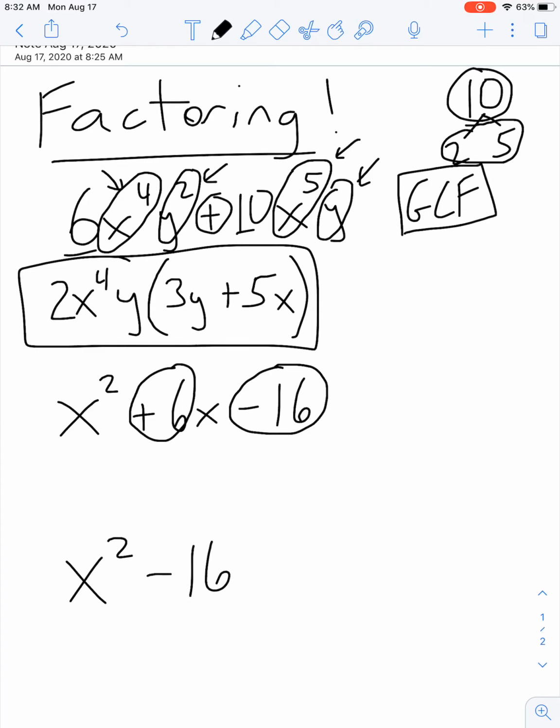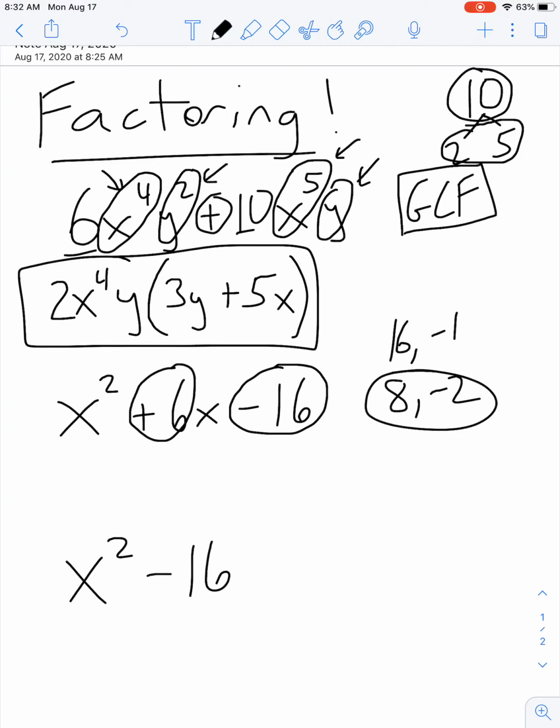Sometimes it helps students to kind of list the pairs off to the side, right? Like 16 and negative 1. That would multiply to be negative 16. But that doesn't add up to be 6. So that's not right. 8 and negative 2. If I multiply those, I get negative 16. And if I add those, I get positive 6. Those are my numbers. That's it right there.